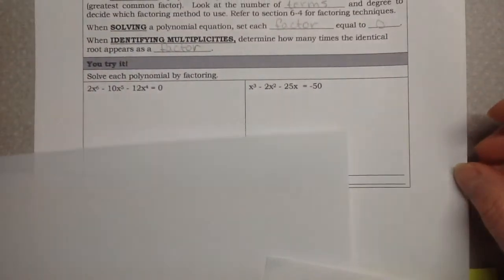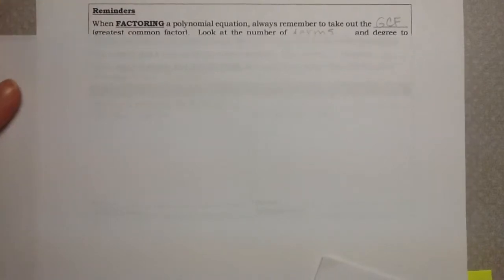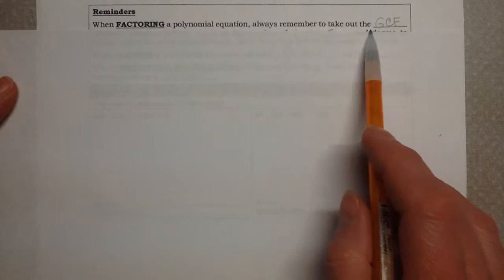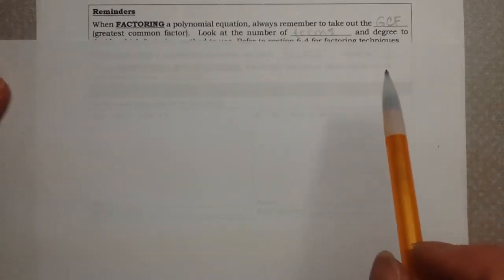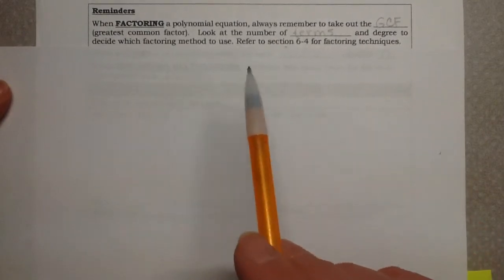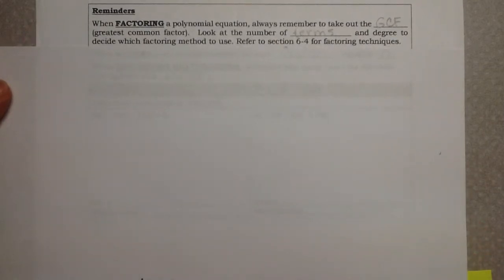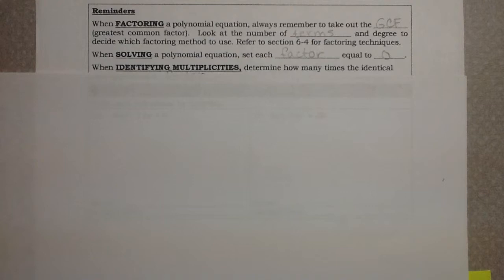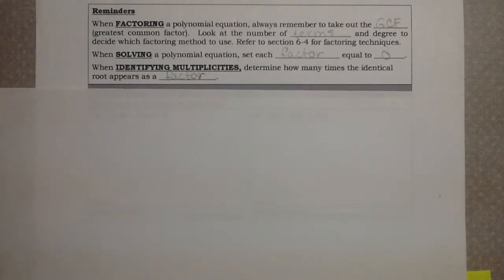Okay, now when you flip it over to the other side, these are just some reminders. When you are factoring a polynomial equation, always remember to take out the GCF, which is the greatest common factor. Look at the number of terms and the degree to decide which factoring method to use, and then refer to section 6.4 for factoring techniques. When you're solving a polynomial equation, set each factor equal to 0. And when identifying multiplicities, you determine how many times the identical root appears as a factor.